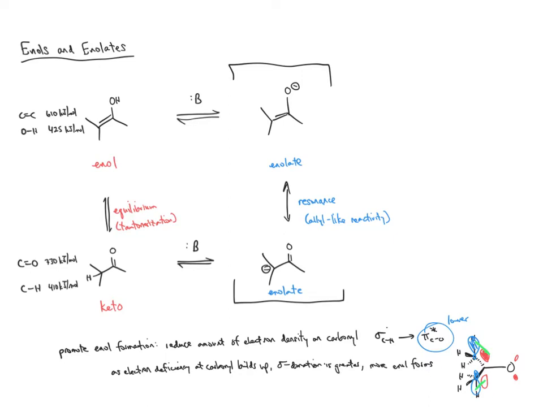Now I made reference to the fact that things that form enols more are going to be more acidic. And so let's talk a little bit about the correlation between enol formation and acidity. Right, so the pKa of the enolizable proton correlates with greater stabilization of the negative charge in the conjugate base.